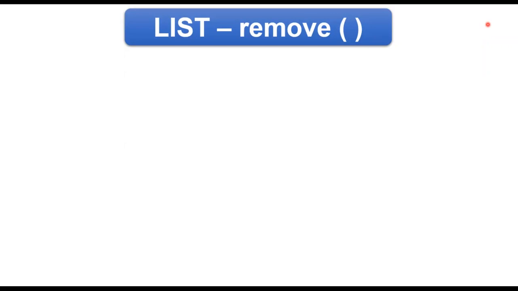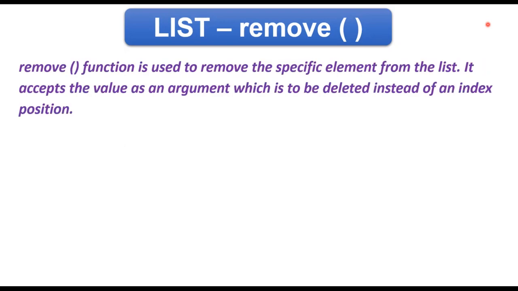Today we are going to talk about the remove function of list. So let us talk about it. Remove function is used to remove a specific element from the list. It accepts the value to be deleted as an argument instead of an index position.